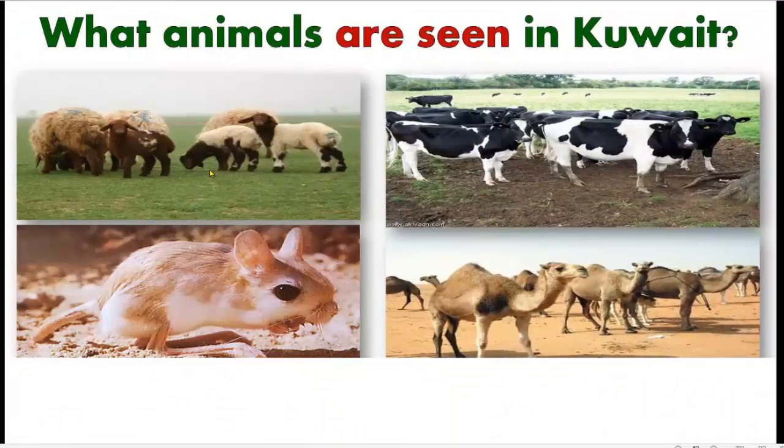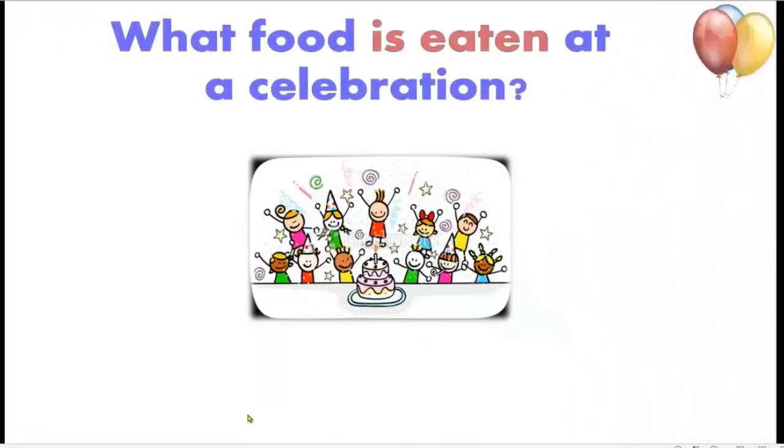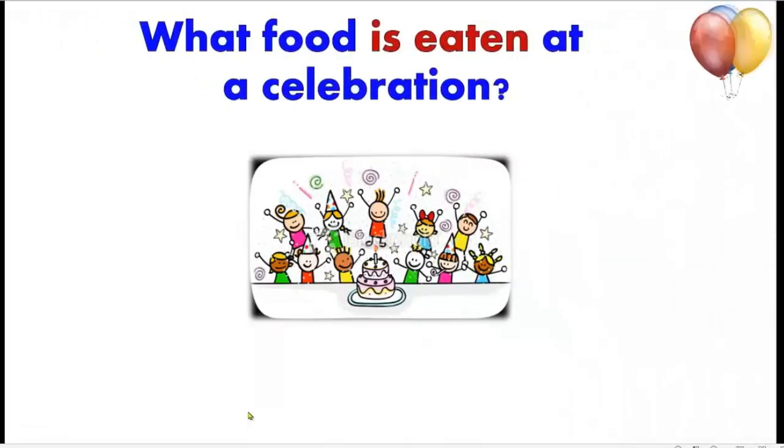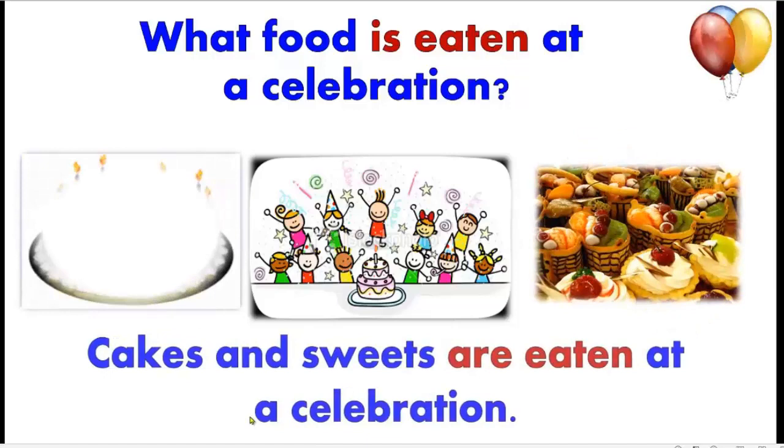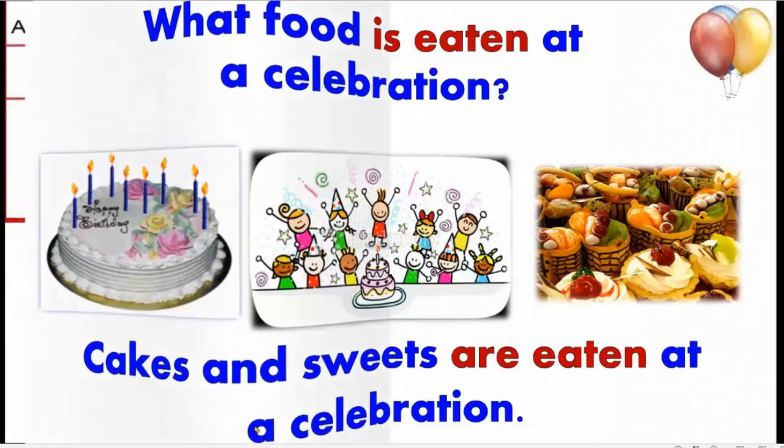Look at these pictures, please. What animals are seen in Kuwait? Sheep, cows, giraffes, and camels are seen in Kuwait. What food is eaten at a celebration? Cakes and sweets are eaten at a celebration. This is a passive voice. Okay?